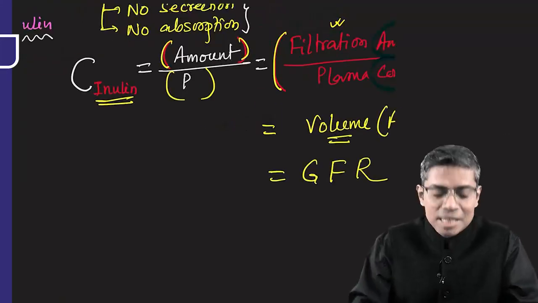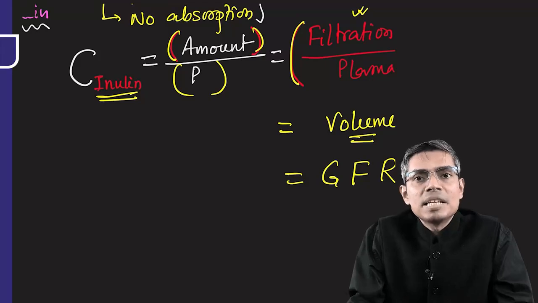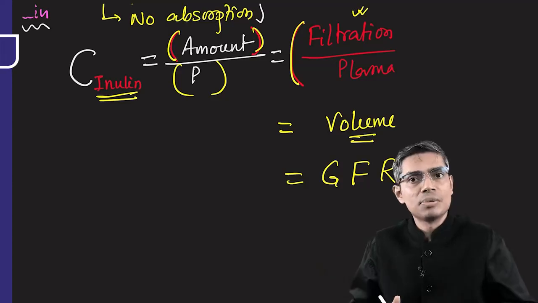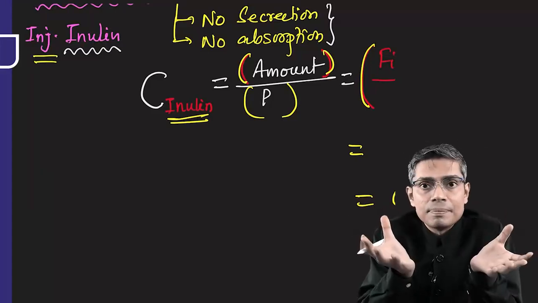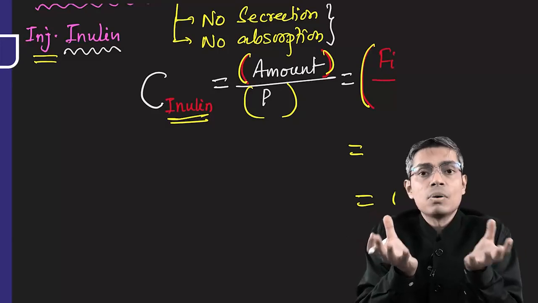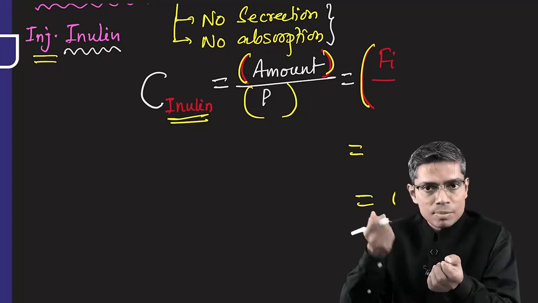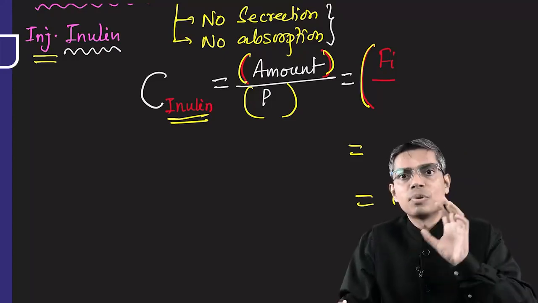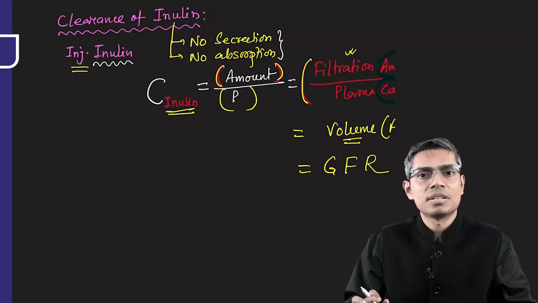That's why if I ask you what is the clearance of inulin, you will say clearance of inulin is 125 ml per minute. What is that? It's a volume. What volume? The volume which is getting filtered, the volume from where the inulin is reaching at the level of urine. So you are giving an injection of inulin and then you are measuring the urine. You are collecting the urine and measuring the amount of inulin in it, and then you take a plasma sample, an arterial blood sample, and you divide the urinary concentration upon your plasma concentration. You are going to get the exact glomerular filtration rate.